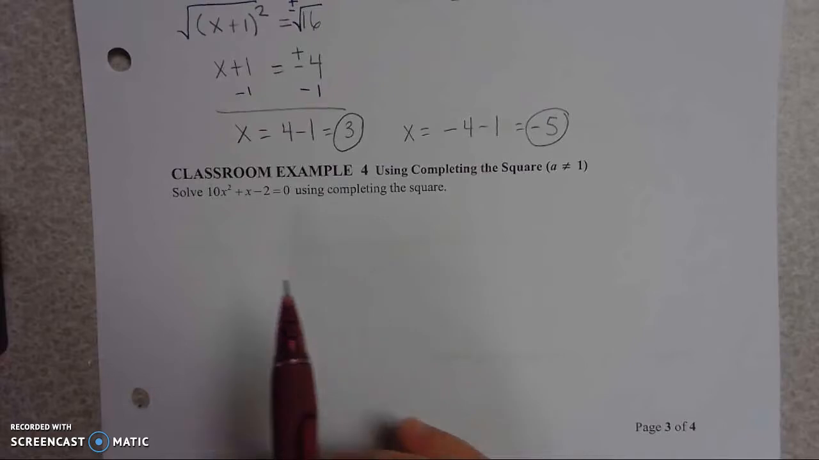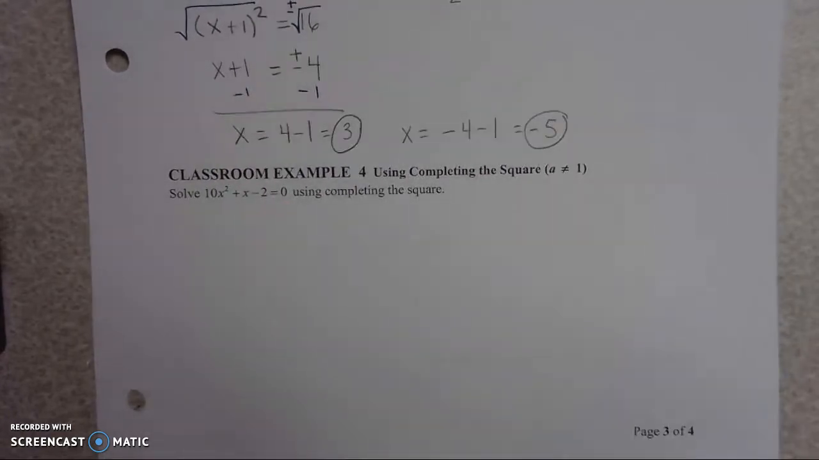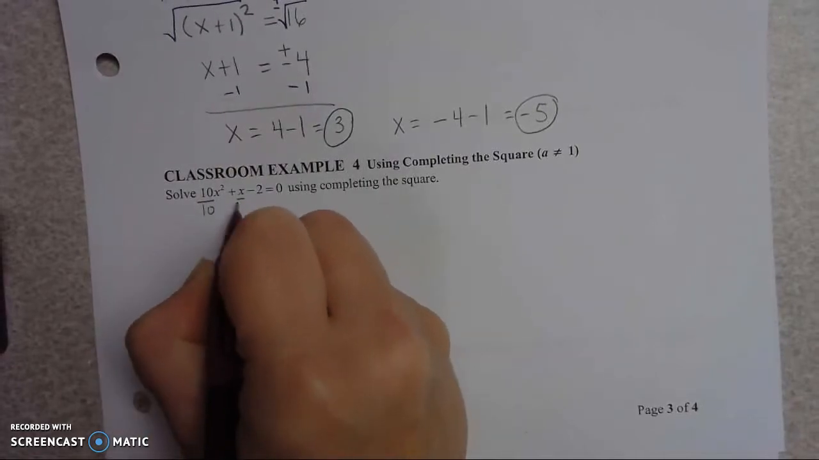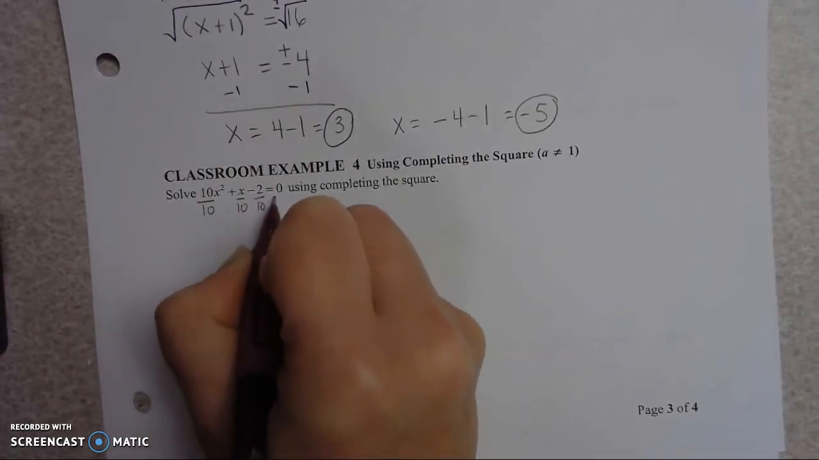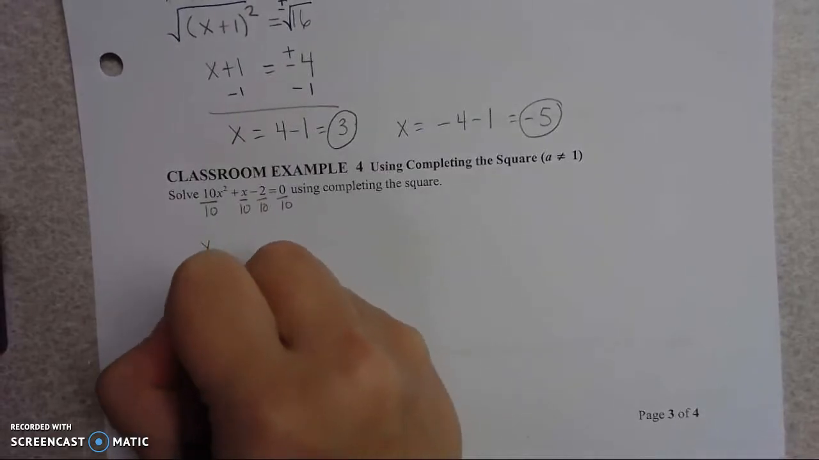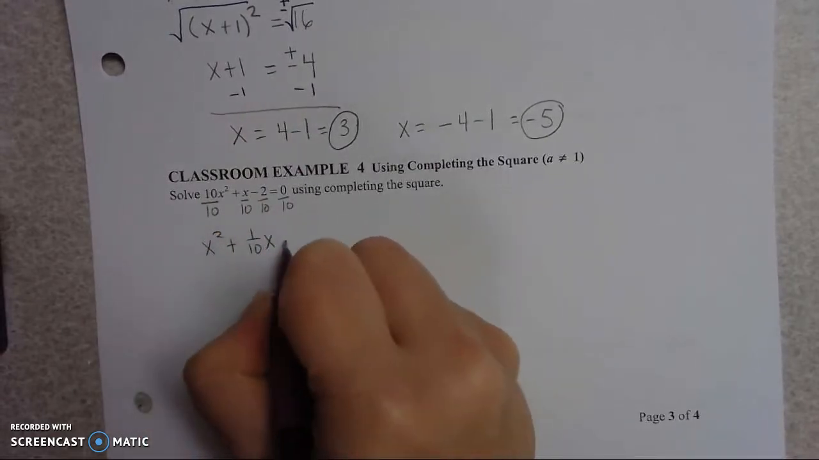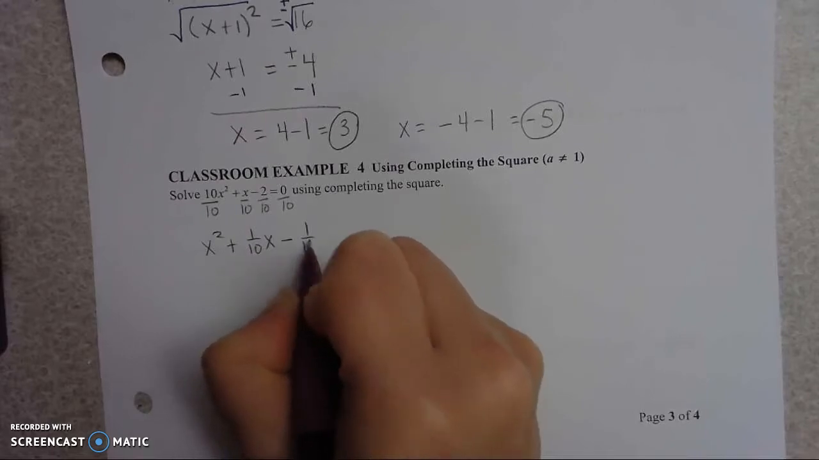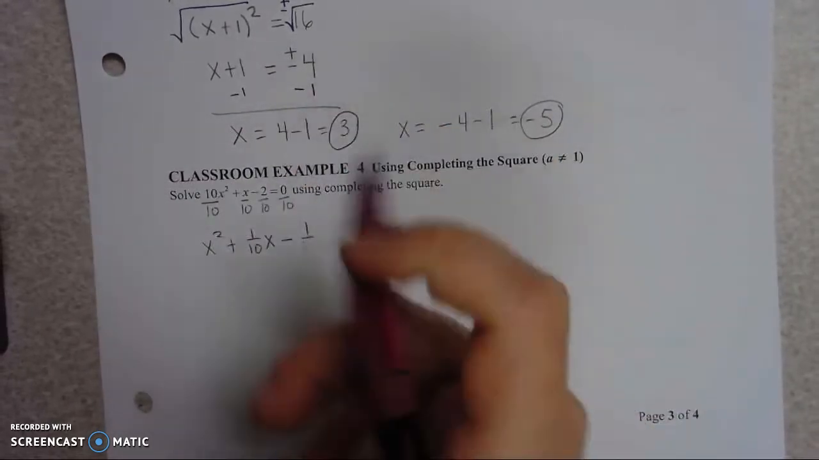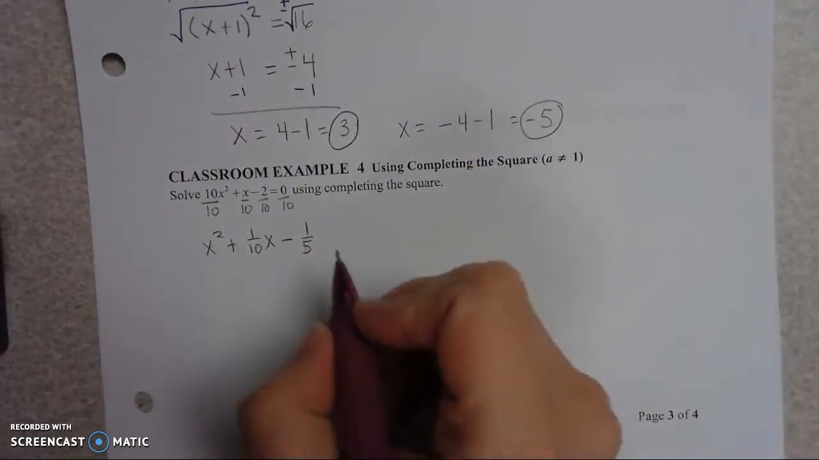Alright, here's an example where a does not equal 1. So in this case, what we would want to do is go through and divide everything by 10. Alright, and so when I do that, I'll get x squared plus 1/10 x minus 1/5. Go ahead and simplify your fractions. Remember, no decimals.